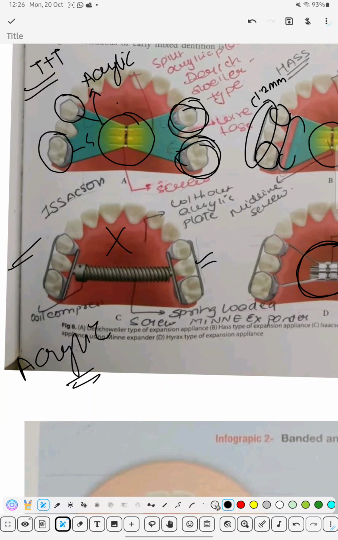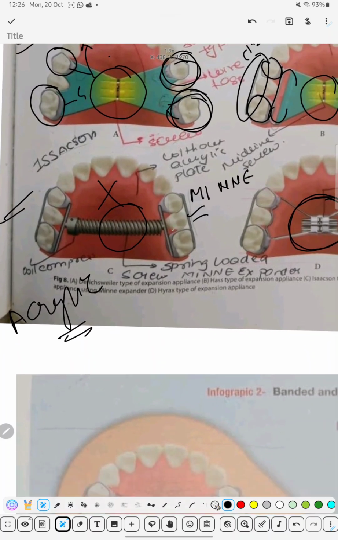Isaacson appliance uses a special type of expander that is known as mini expander. This is a mini expander which is in between. In this expander, first the premolar and molar are banded. Then you have a wire that is soldered. The expander consists of a spring coil. So this mini expander has a spring coil.